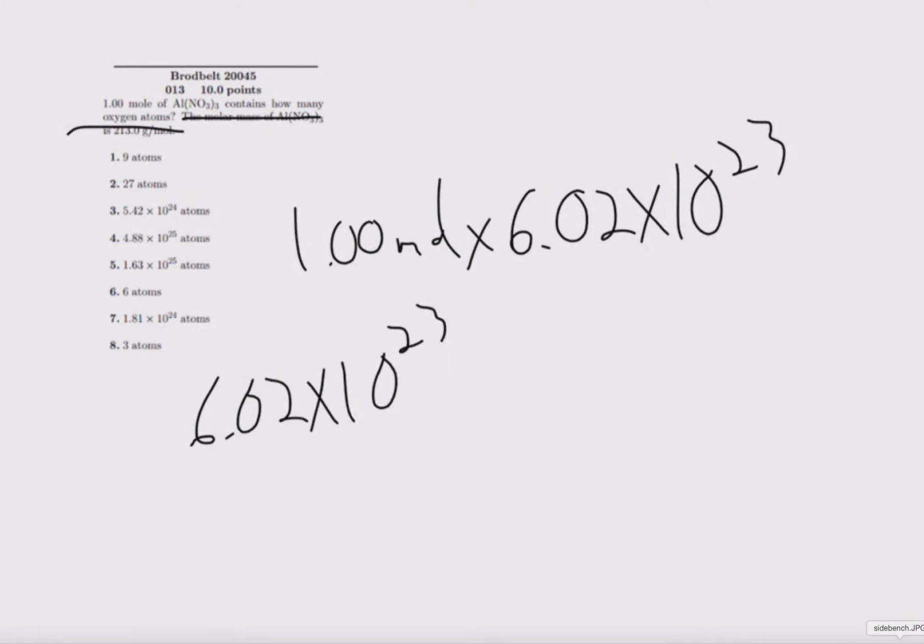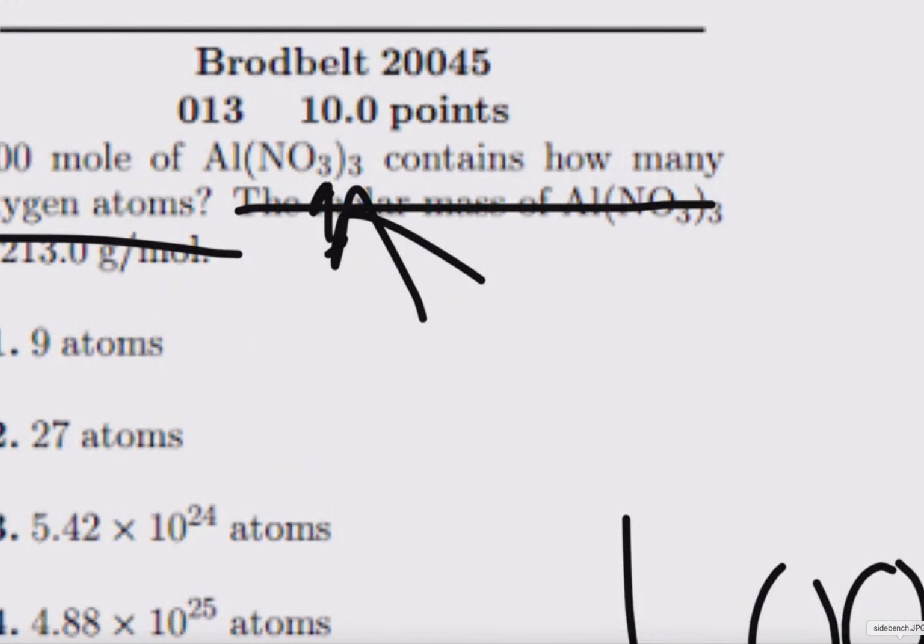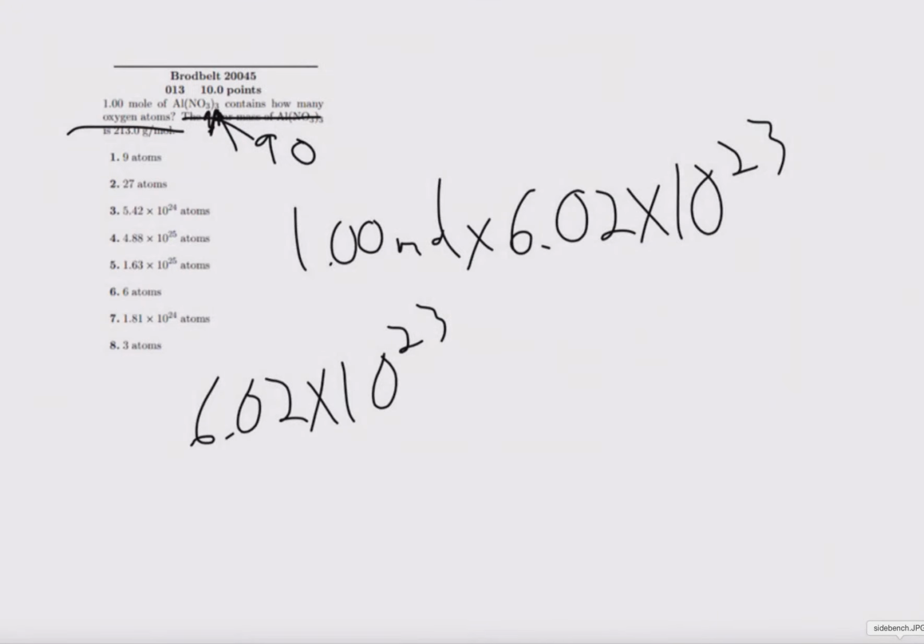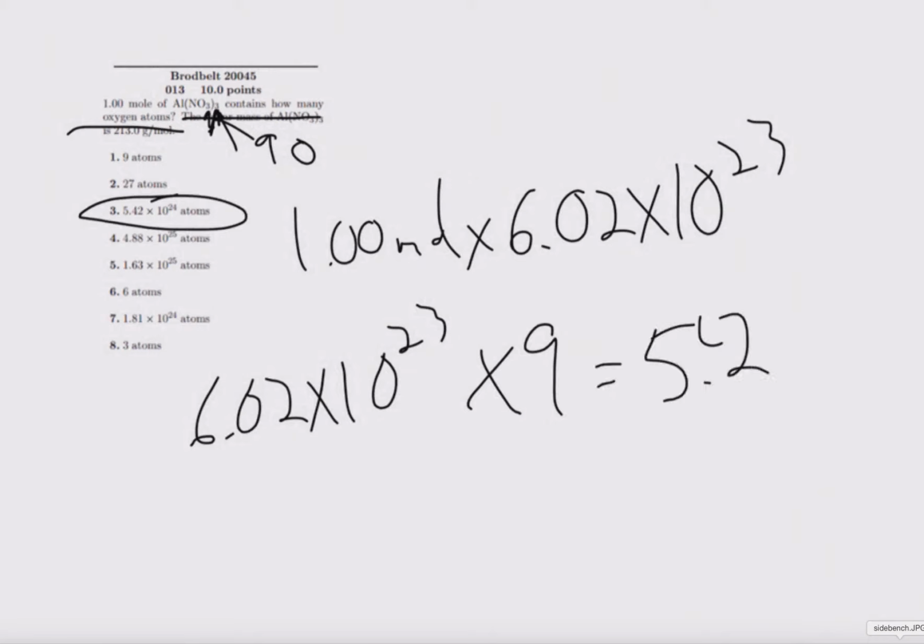But the question asks us, and this we have to read carefully, how many oxygens would there be? Well, if you look here, there's a 3 inside the parentheses and a 3 outside the parentheses, which means there are 9 oxygens for every molecule. So we have 6.02 times 10 to the 23rd molecules times 9. That is 5.42 times 10 to the 24th. So that's how many oxygens there are. There are 6.02 times 10 to the 23rd molecules, but each molecule has 9 oxygens, so the total number of oxygens is 9 times as much.